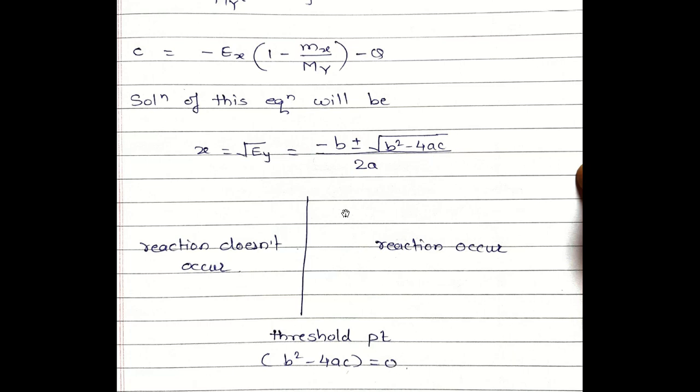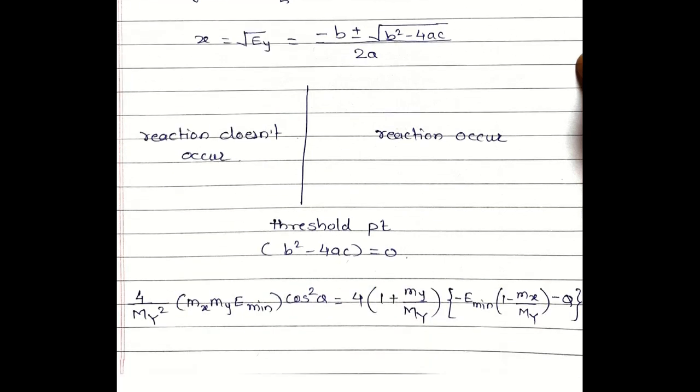Why? Because in that case, the root of E, minus b by twice a, will become negative, meaning it will be an imaginary quantity. So in that case, the reaction will not occur. So b square minus 4ac equals 0 defines the limiting point.